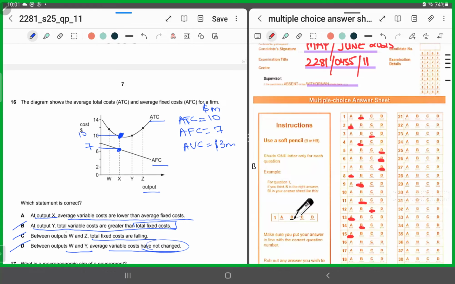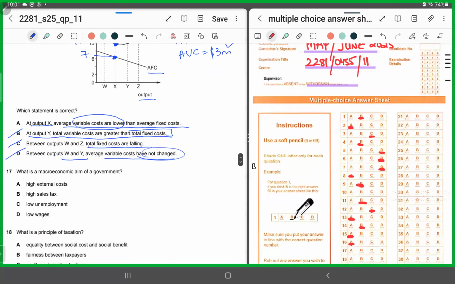Now they're saying average variable cost was lower. Yes, average variable cost is 3. Average fixed cost is 7. That's true. The variable cost is less. Average variable cost is less than the average fixed cost. That's true. So for 16, we'll shade in A. I hope this is clear.